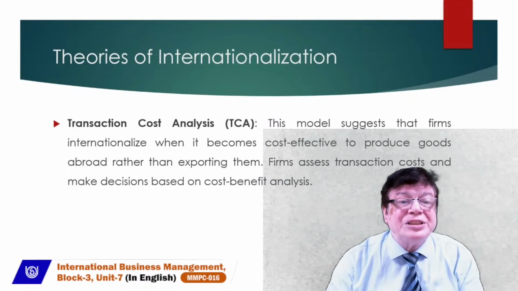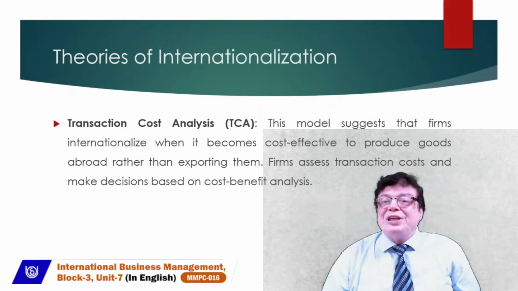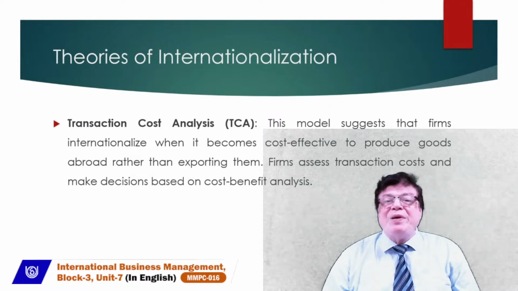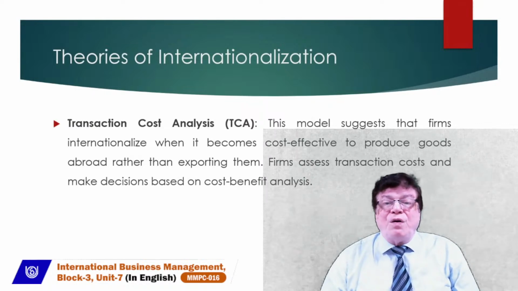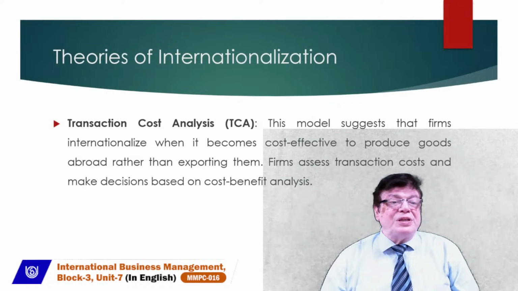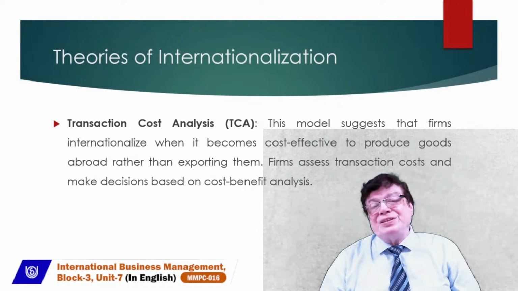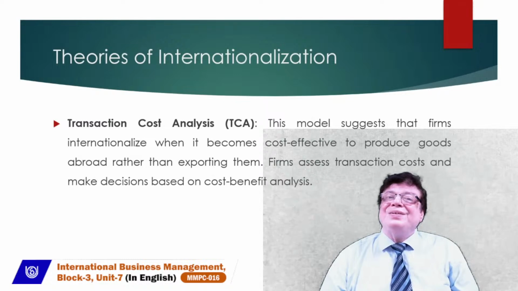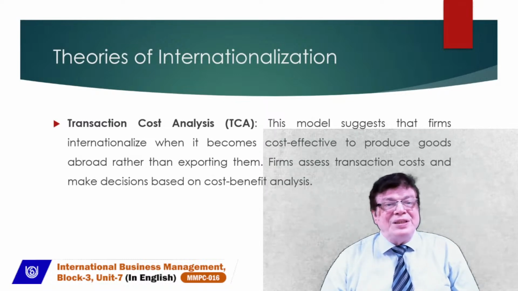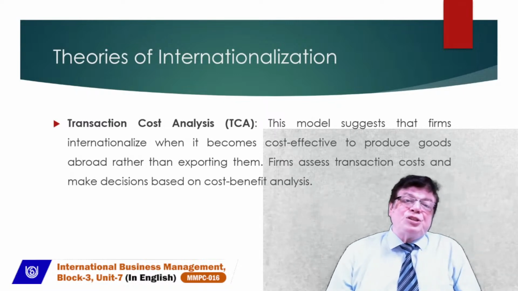Next method is transaction cost analysis. What is the cost of the transaction? This model suggests that firms internationalize when it becomes cost effective to produce goods abroad rather than exporting them. Firms assess transaction costs and make decisions based on cost benefit analysis. They see what the cost will be if they produce in that country only. So accordingly they will take the decision. So this theory is transaction cost analysis theory.